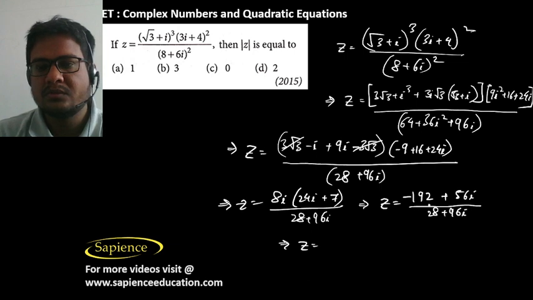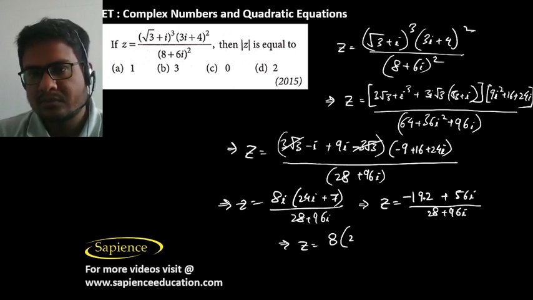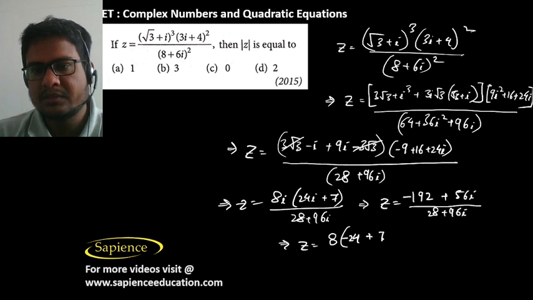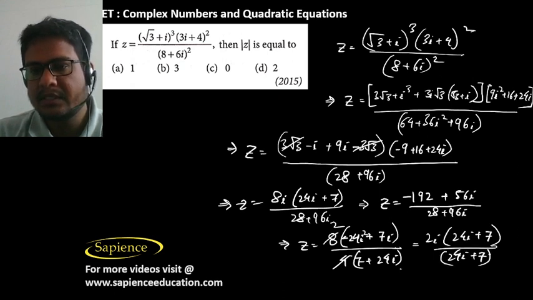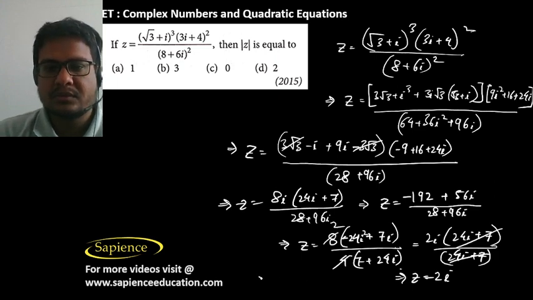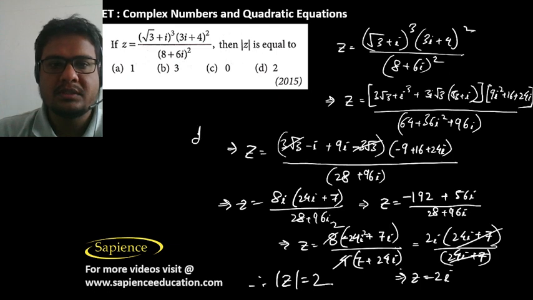Then z will be equal to, from here 8 we can take as common, so 8 into (24i plus 7), divided by, this is 4 I can take as common, 4 7s are 28, 4 24s are 96i, so 4 into (7 plus 24i). Again I can take as common, this I can write 24i square, so this is 2i into (24i plus 7) divided by (24i plus 7). So these two will get cancelled, so z is equal to 2i actually. Therefore mod z is equal to 2. So option D is the correct answer.